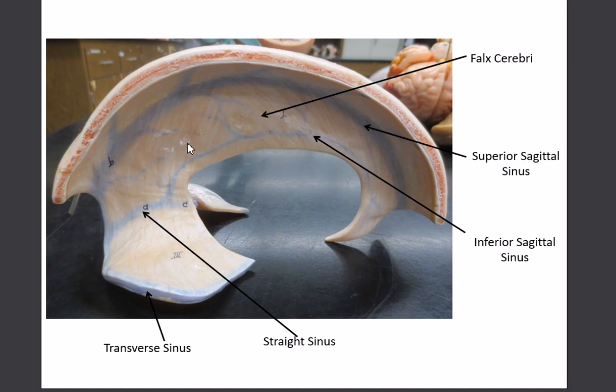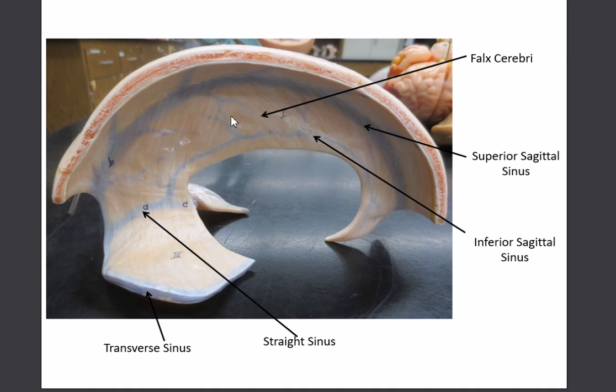Projecting down into the longitudinal fissure is an extension of the dura mater. It actually goes down into the fissure and acts as the stabilizer of the brain. This structure is known as the falx cerebri. So this is actually an extension of the dura mater, which is one of the meninges, the outer meninges, and it projects down into the longitudinal fissure.